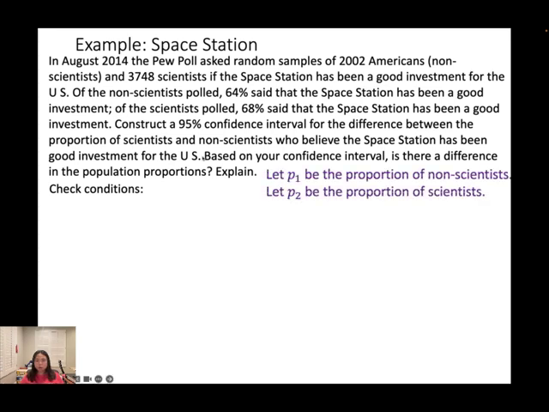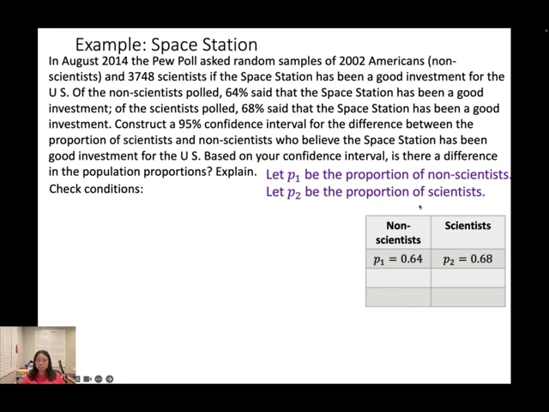So first, I want you guys to highlight this part. Let P1 be the proportion of non-scientists, and let P2 be the proportion of scientists. Okay, you can let it be different. You can let P1 be the scientists and P2 be the non-scientists. Then your result may be different from mine, okay? But make sure on the exam, I want to see this.